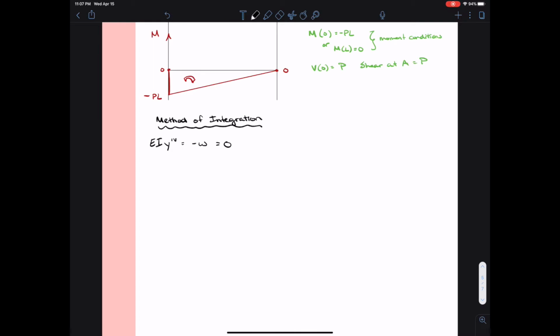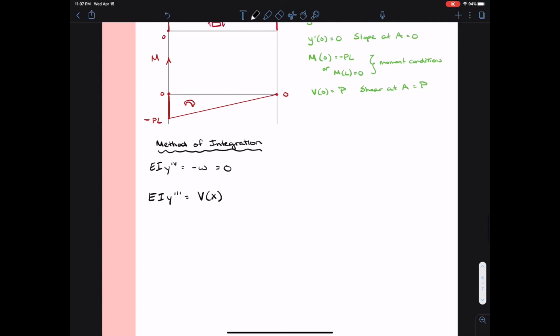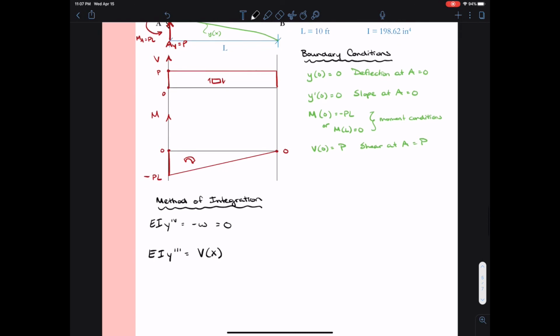So, and I added an EI in there. I forgot to put that in there the first time. So if you're not comfortable coming up with the equation for the moment, you could just come up with the equation for the shear. The equation for the shear is very straightforward. It's just the load P. So we can start from the shear and get back to the equation for the deflection perfectly fine.